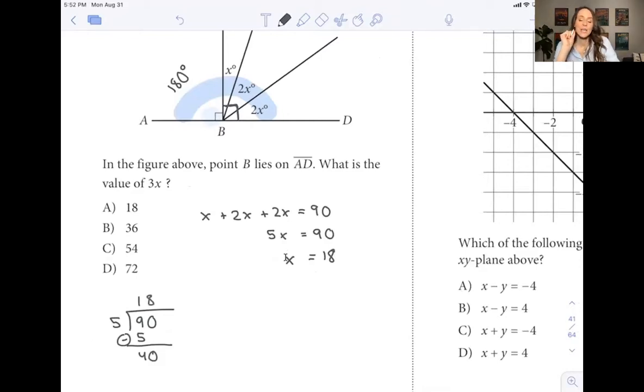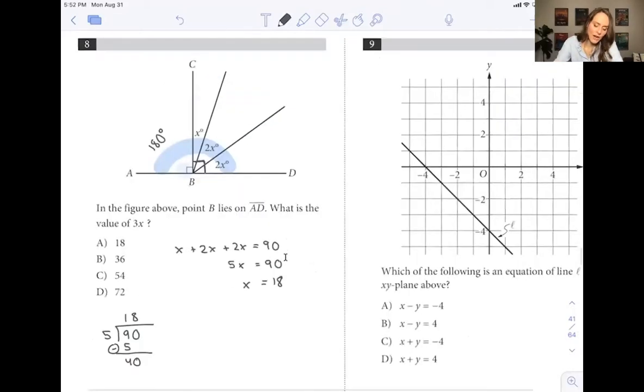But let's not fall into the trap of selecting A as our answer, because they are asking for 3x. So we need to make sure that we're multiplying x, our 18, by 3. And 3 times 8 is 24. 3 times 1 is 3, plus 2 gives us 5. So our actual answer is 54.